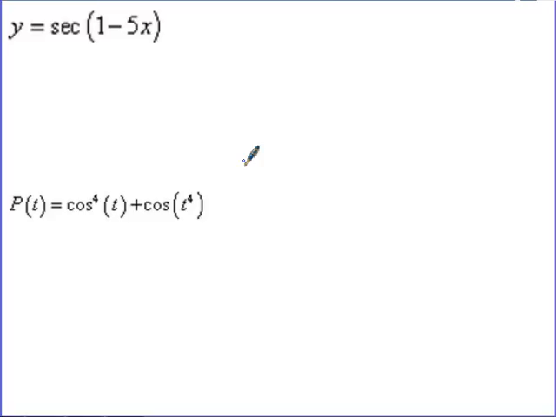All right, what's my outside function? Secant of x, and then the inside, of course, is 1 minus 5x. What is the derivative of secant of x? It's secant times tangent. So, just as a side note, if f of x is equal to secant of x, then its derivative is secant of x times tangent of x.